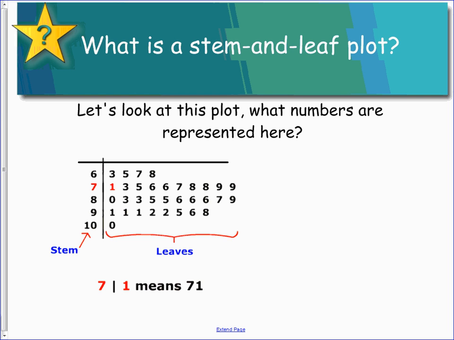So let's look at this plot. What numbers are represented here? If you look through this, you see that we have 5 stems, and we have a series of numbers. Each one of these stems corresponds to one of the leaves and makes a number. So, for example, of my data set, there would have been 4 numbers in the 60s. It would have been 63, 65, 67, and 68. The 6 represents the tens in each number, and the 3, the 5, the 7, and the 8 are the ones. Same thing here. I would have 71, 73, 75, 76, 76, 77, 78, 78, 79, 79.